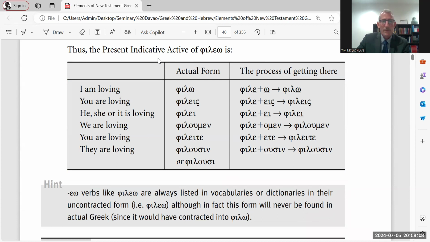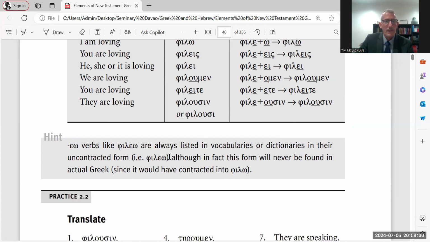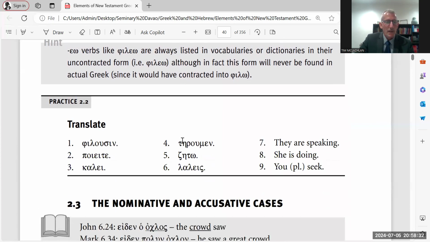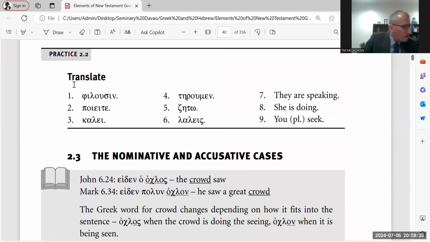Okay, you can always have a look through these charts again. I've given you there, I am loving, so they just take the omega: philo, phileis, philei, philoumen, philete, philousin. It helps if you just repeat these things a few times over, and then that should help you remember as well. Okay, so practice 2.2. You could try those, maybe just try them on your own time as well.